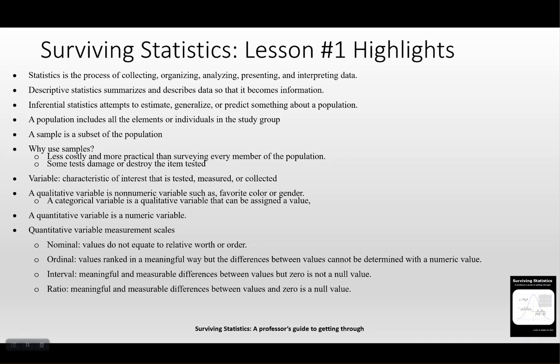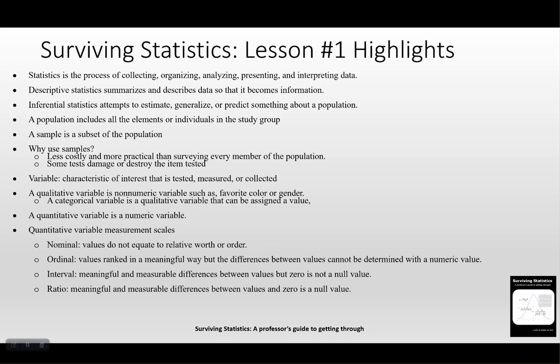Why do we use samples? Well, samples are less costly and practical than having to survey every member in the population, and it saves damaging or destroying every member of the population. And we will learn as we continue on that samples can indeed give us a very accurate estimate of a population. Then we talked about variables, and variables are the characteristics of what we're measuring.